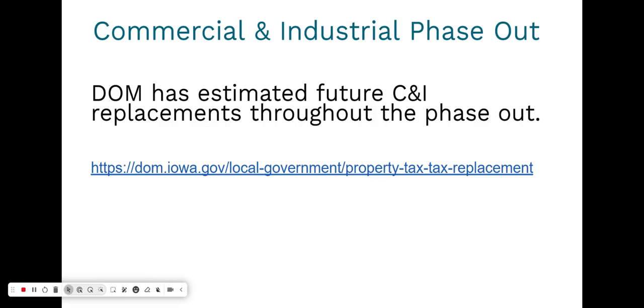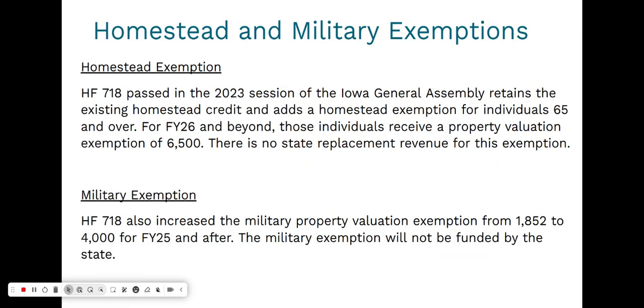I did also reference the replacement called commercial and industrial replacement. This program is currently being phased out with the last year of payment being fiscal year 30. We have provided an estimate of the future year's commercial industrial replacements. So if you're wanting to know what your estimate is for receipt for fiscal year 26, as you look at that budget item, you can take a look at our website and that'll give you some more detailed information.